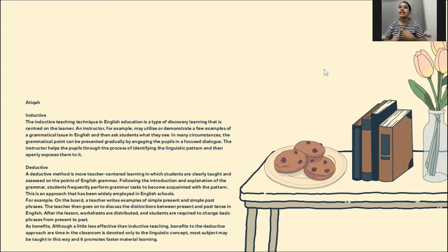The inductive teaching technique in English education is a type of discovery learning that is centered on the learner. An instructor, for example, may utilize or demonstrate a few examples of a grammatical issue in English, and then ask students what they see in many circumstances. The grammatical point can be presented gradually by engaging the student in focused dialogue.